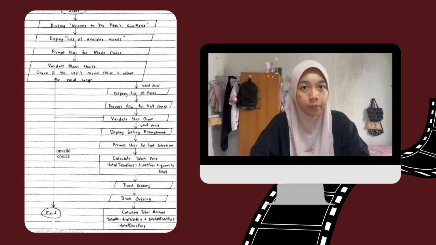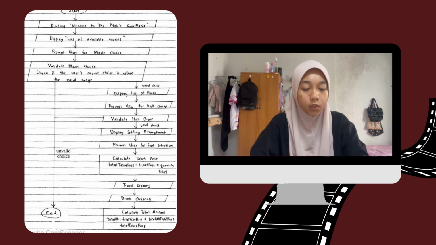It will continue to display a list of halls, and then we will ask the user to choose, and then we will display the hall chairs, which is the seat arrangement, to the user, and then we will ask the user to prompt their preferred seat, and then we will calculate the total for the ticket, which is ticket price multiplied by quantity of tickets.